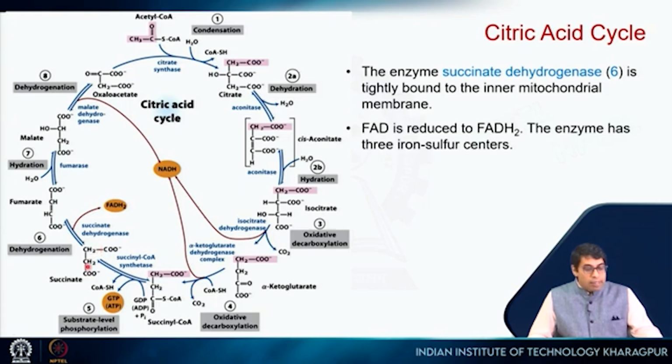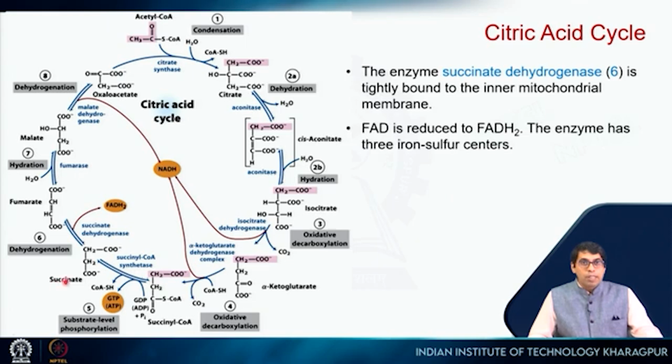Succinate is then converted to fumarate by the enzyme succinate dehydrogenase. So succinic acid is converted to fumarate by the enzyme succinate dehydrogenase. Now this succinate dehydrogenase is an enzyme which is tightly bound to the inner mitochondrial membrane. We are going to see this enzyme again when I talk about oxidative phosphorylation, right. So we will come back to this enzyme in more detail in the next part of this lecture.